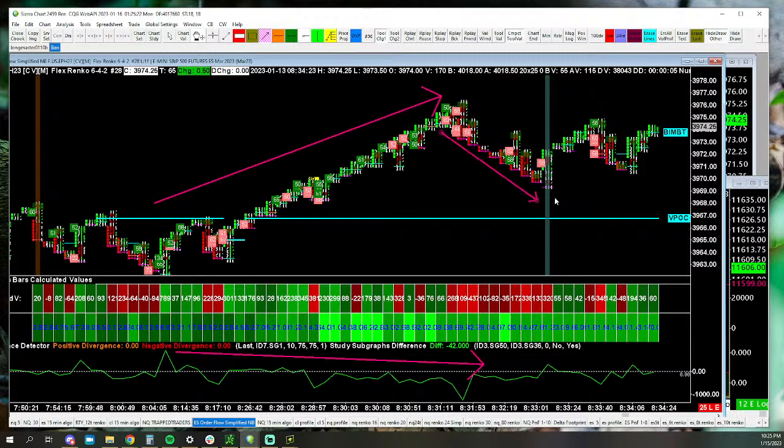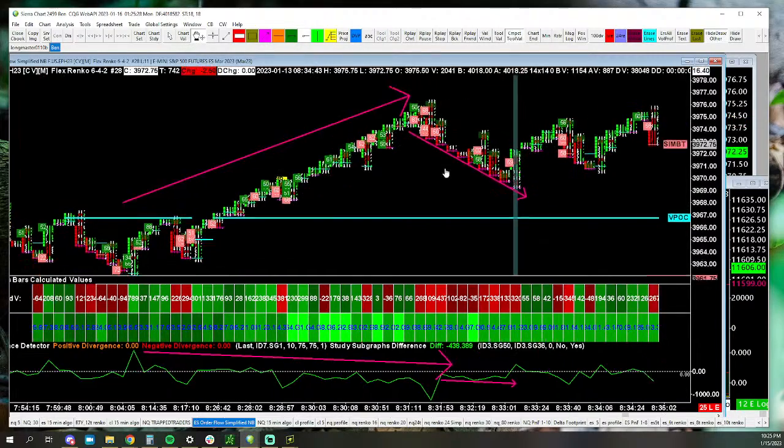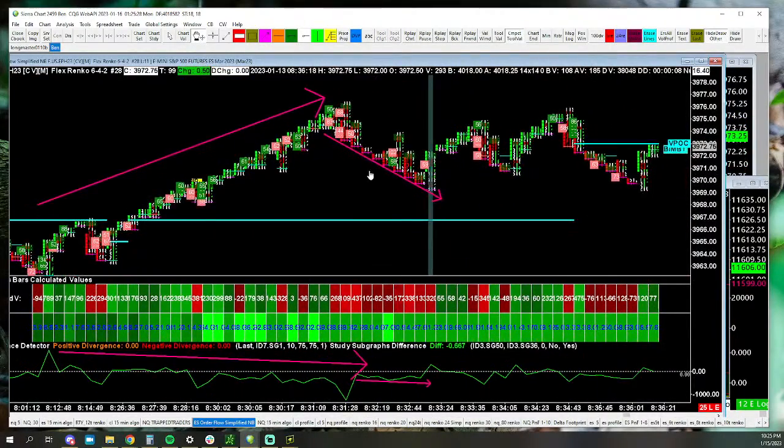All right, we pull back. Right, we pull back. Okay, those two kind of align, and now look what happens here. What do we do here? We make a higher high. This one's a lower high.